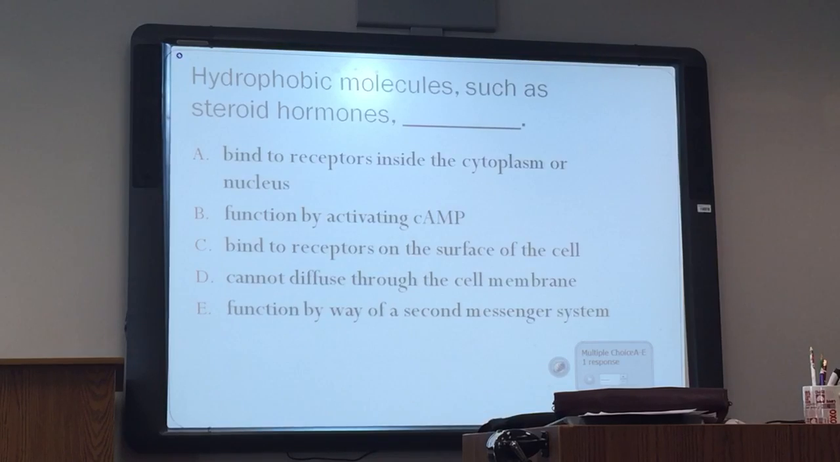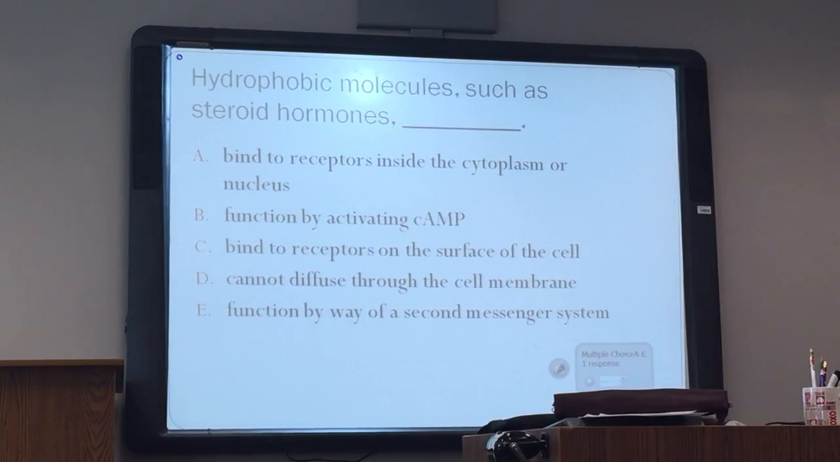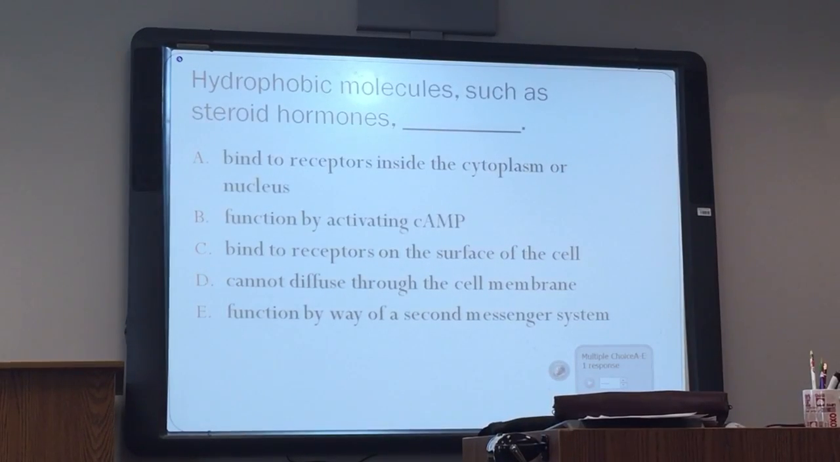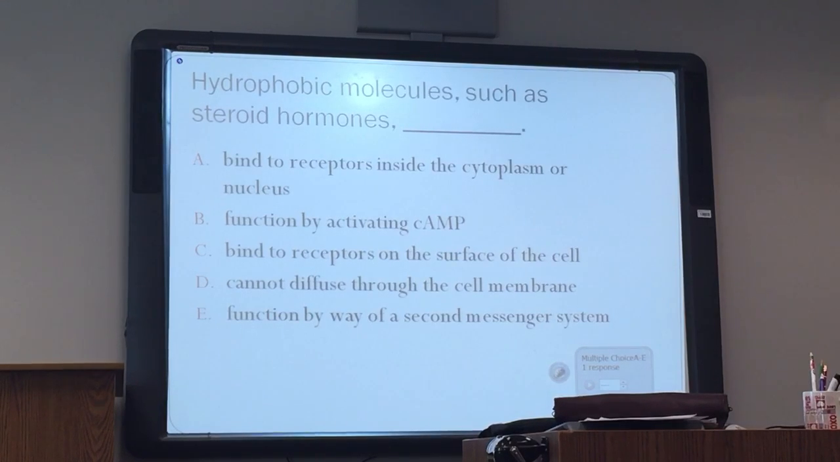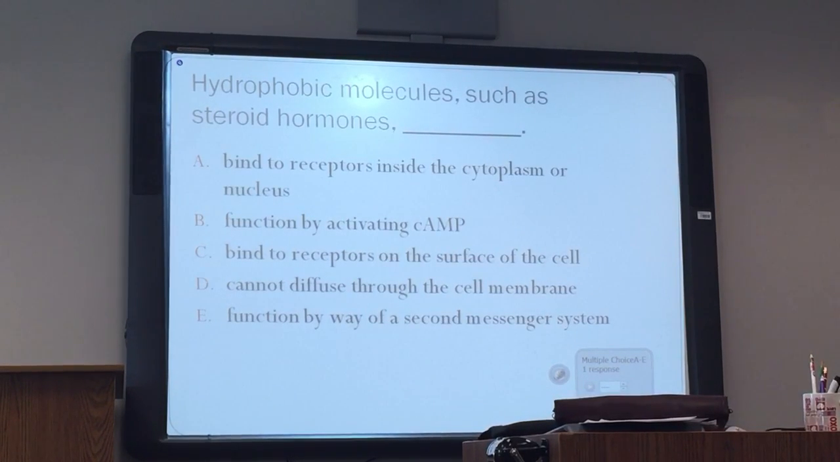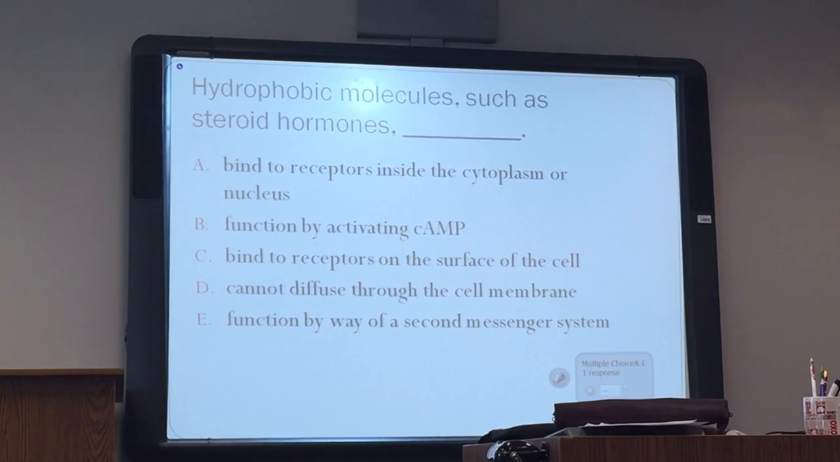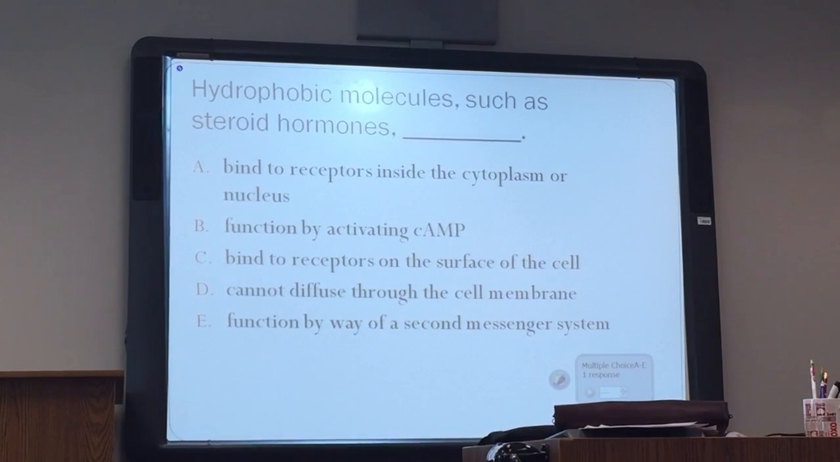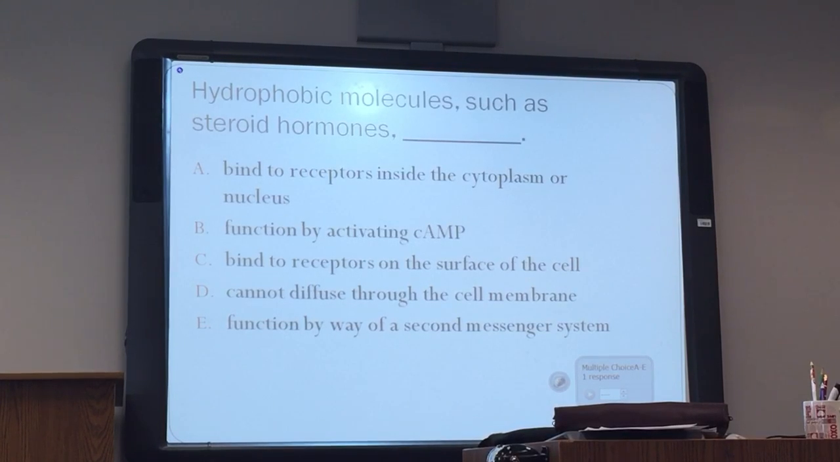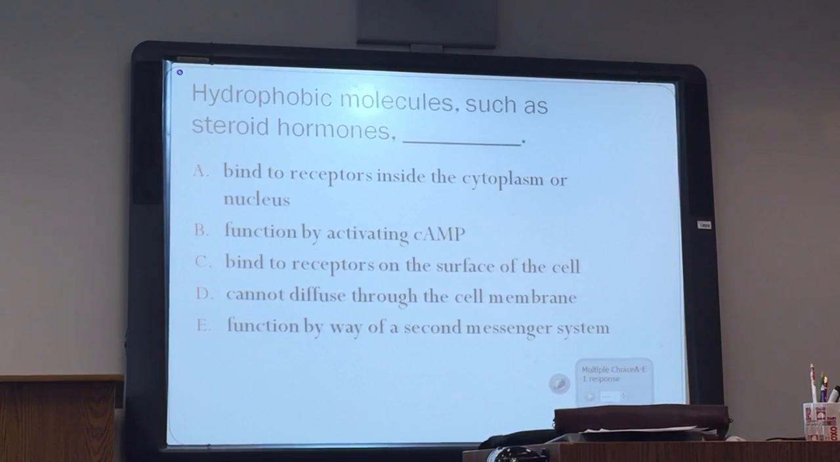Hydrophobic, is it polar or is it nonpolar? Nonpolar. Can nonpolar cross the cell membrane? Yes. That wasn't a trick question. That was a yes. It can. So where's the receptor? Inside the cell.